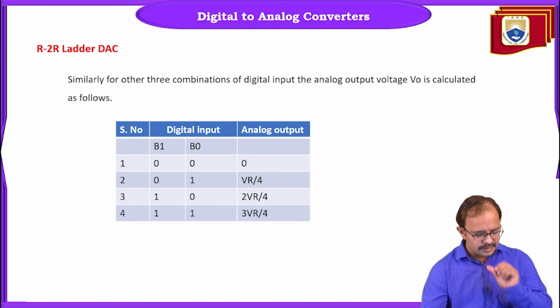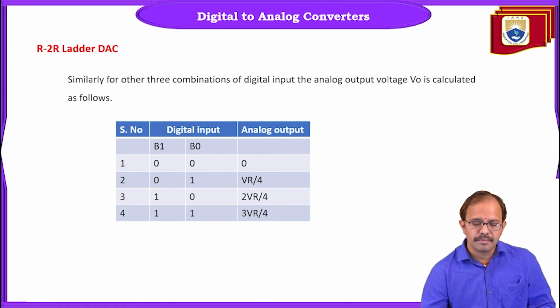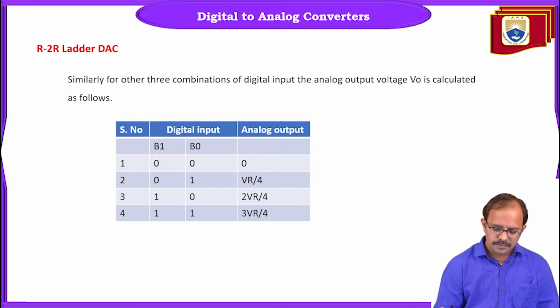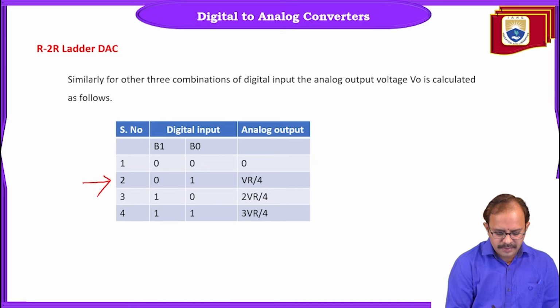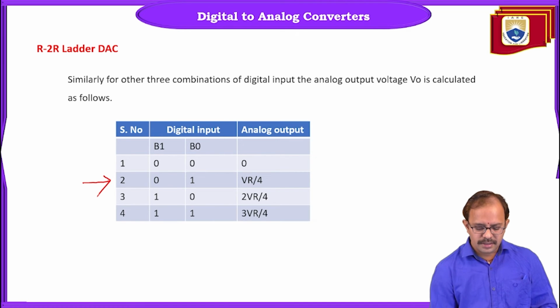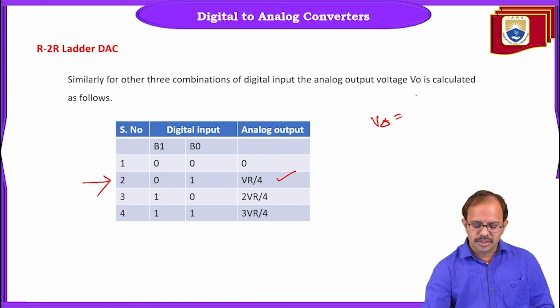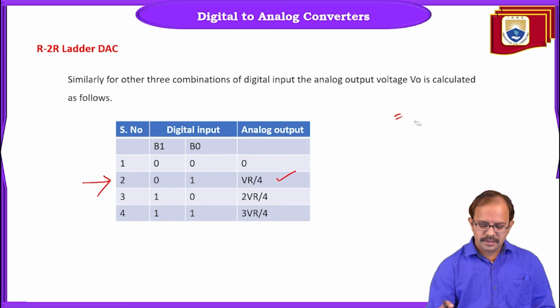So we said LSB is 1 and MSB is 0. So this is the expression we have determined. The output voltage for this expression is going to be VR by 4. And if we generalize this analysis, the output voltage V0 for a bit combination of 0, 0 can be expressed as follows. So this is the analog output voltage.